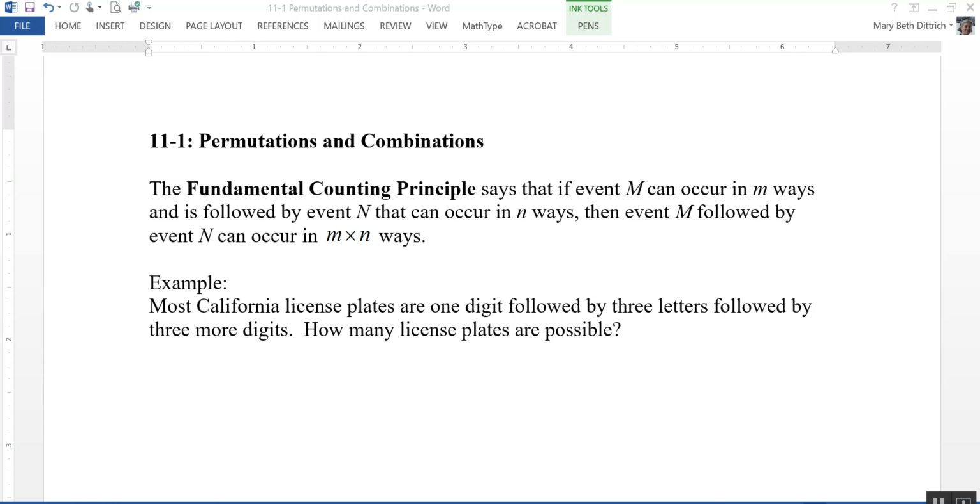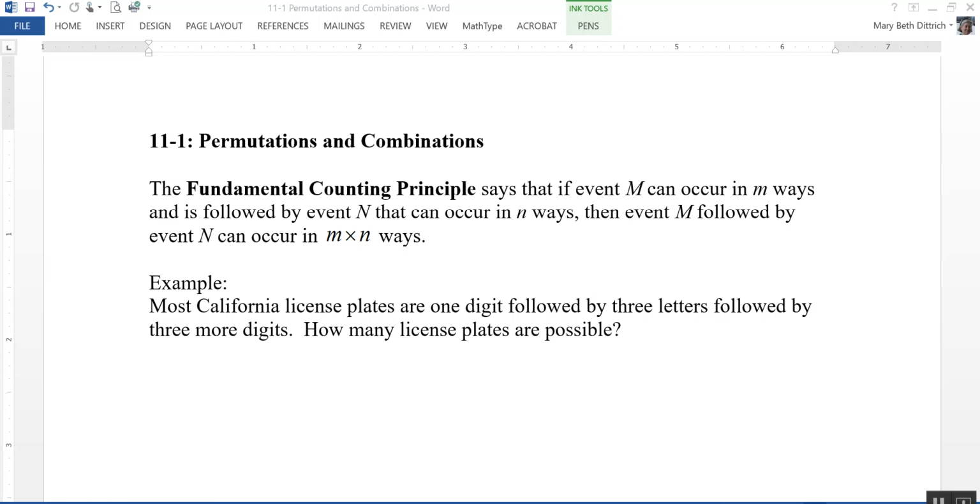Section 11.1 is on permutations and combinations. The fundamental counting principle says that if event M can occur in M number of ways and is followed by event N that can occur in N number of ways, then event M followed by event N can occur in M times N ways. Here's an example.